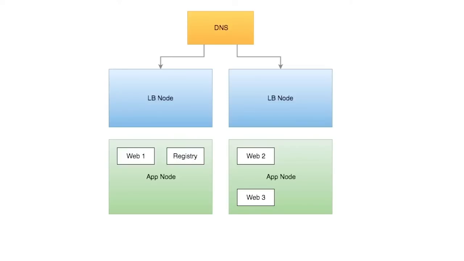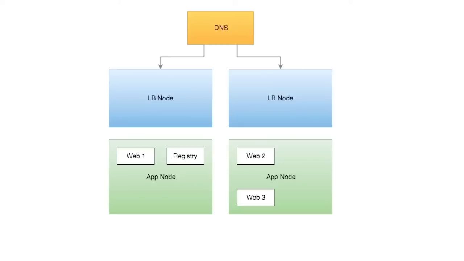Those Nginx load balancers are then going to get updates from that registry periodically and automatically reconfigure themselves and reload themselves. That way, if web 2 were to suddenly move to the other app node, it would register itself to the registry and the load balancers could pick up on it. If we add a new app node and web 3 ends up on it, the load balancers will automatically know.